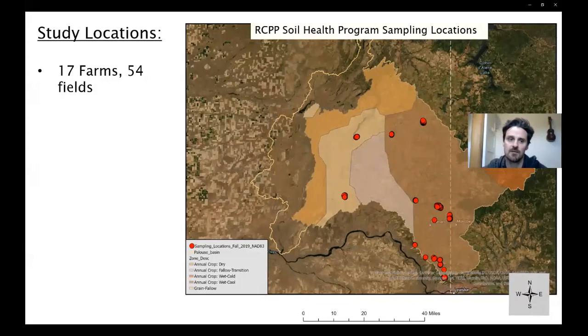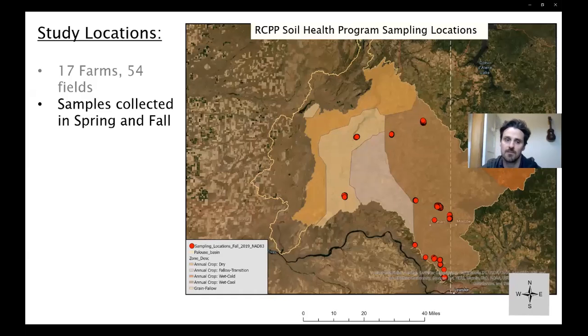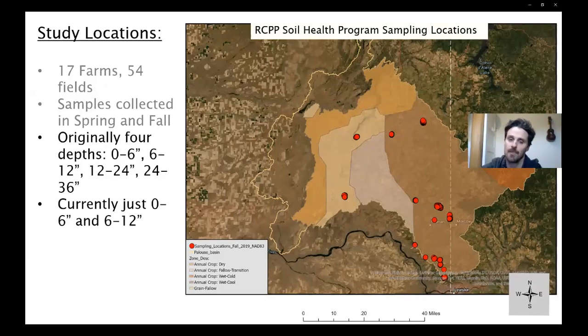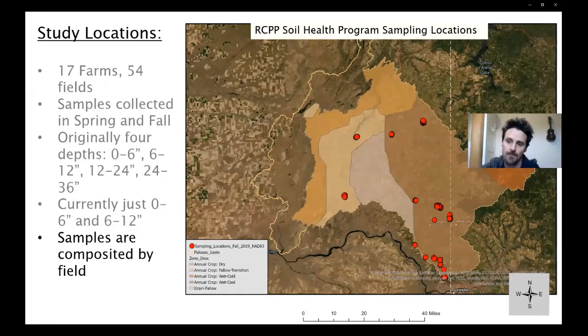Within our study, we have 17 farms and 54 fields that we've assessed since 2016. We collect samples in the fall and the spring. Originally, we were sampling at 4 depths: 0 to 6 inches, 6 to 12, 12 to 24, and 24 to 36. But currently, we've scaled back to just 0 to 6 and 6 to 12. It saves money and time for all of us out there, and we're assessing a lot of fields.